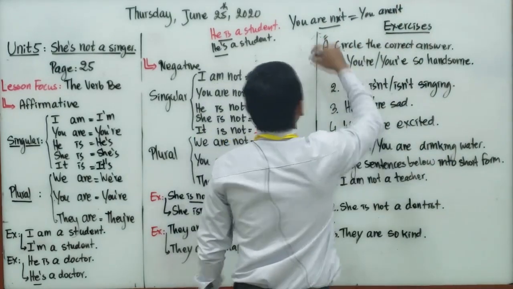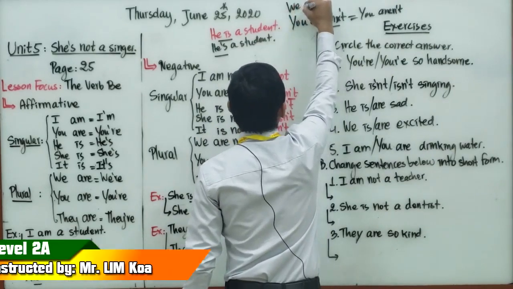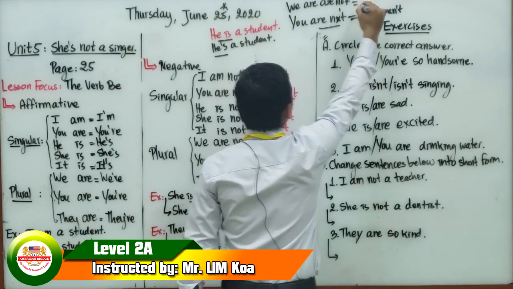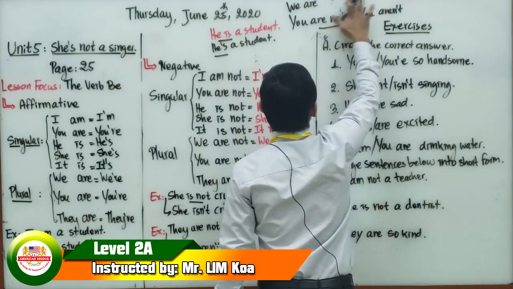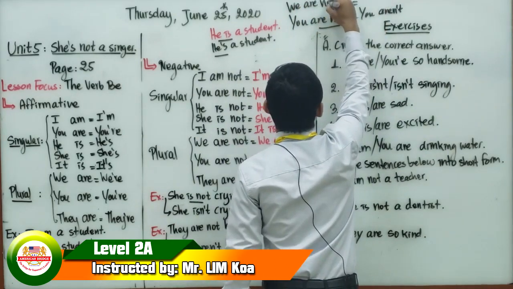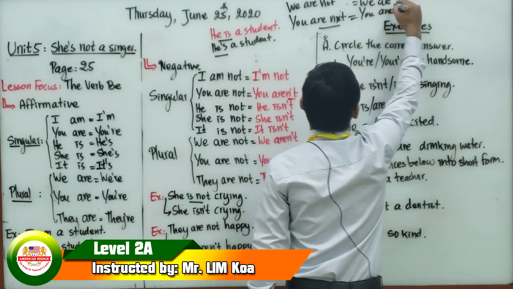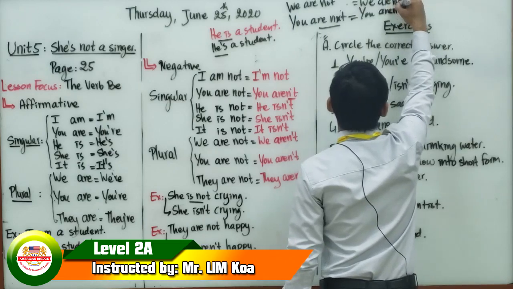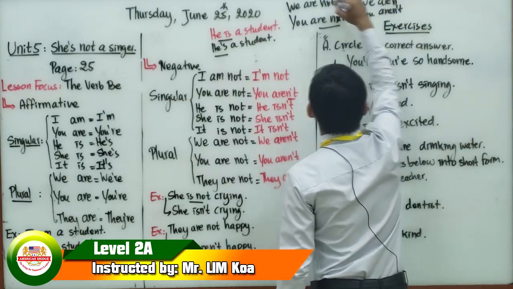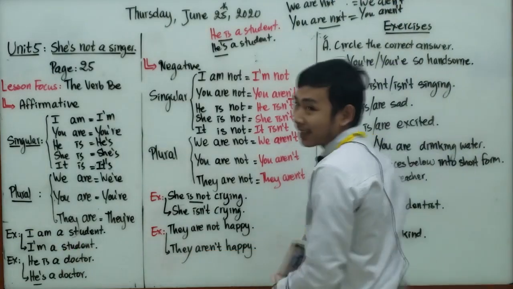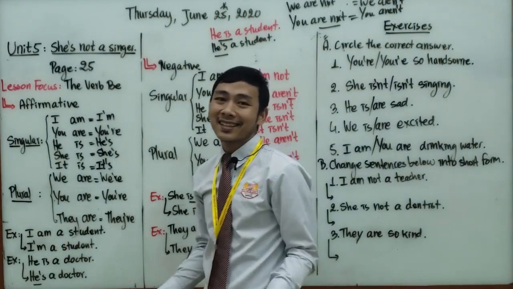One more. We are not equals, double time, two times. Not. So what should you do? We and then are. You just what? You write an O. What should you do? Change O to an apostrophe and then add T. Okay? Very easy. Is it right?